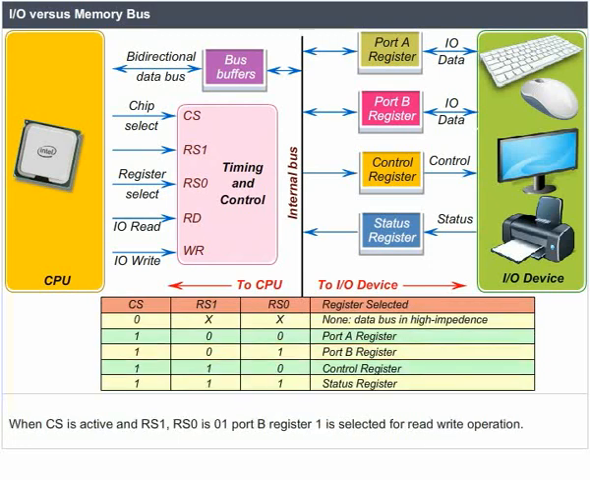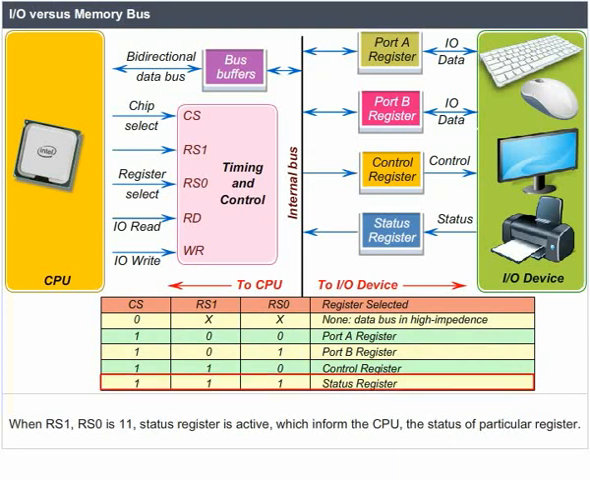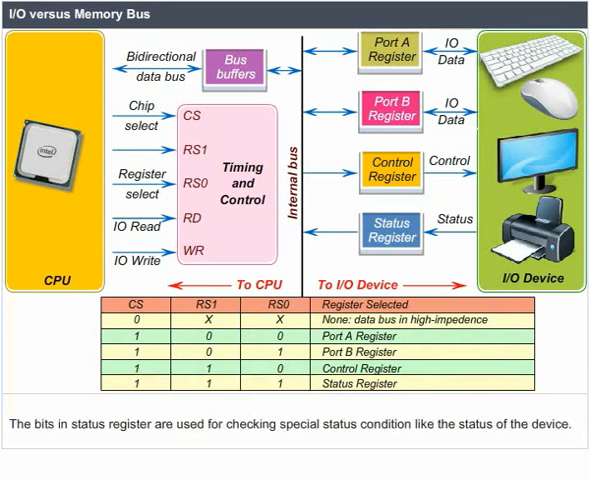When CS is active and RS1, RS0 is 01, port B register 1 is selected for read-write operation. When RS1, RS0 is 10, control registers are active by checking and supervising the device performance. When RS1, RS0 is 11, the status register is active, which informs the CPU of the status of a particular register. The bits in the status register are used for checking special status conditions like the status of the device.